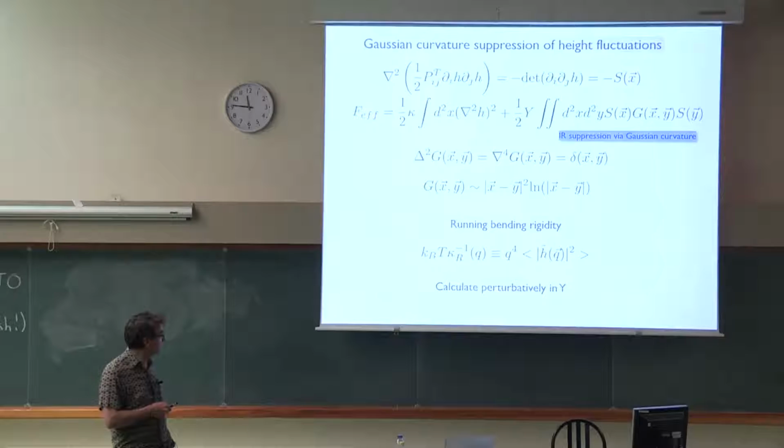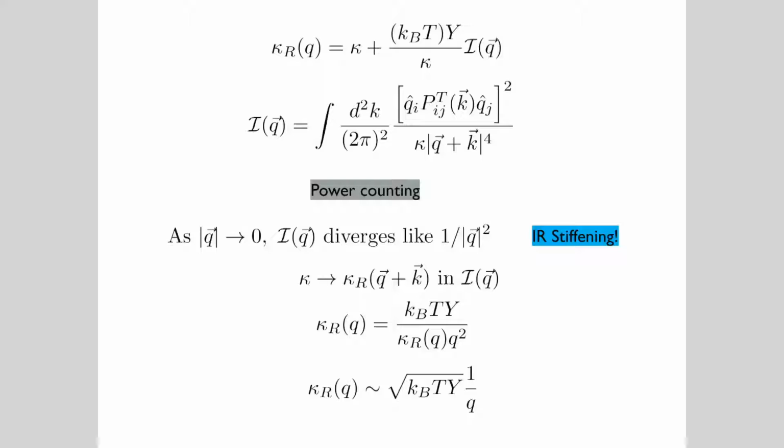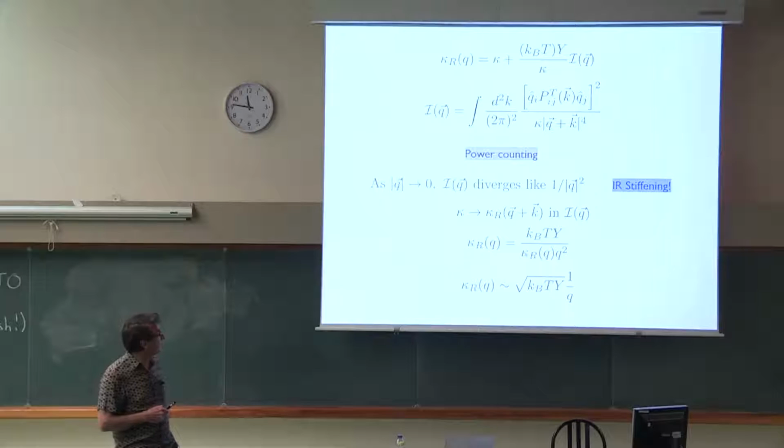And you can calculate it perturbatively in Y. Perturbation theory quickly breaks down, but let's see what we can do. So the normalized bending rigidity is the bare bending rigidity plus a fluctuation correction, I of Q. Look at the coefficient here. It's given by k_BT, the temperature, times this Young's modulus Y divided by the bare bending rigidity. This integral here has this form, and you can evaluate it by power counting.